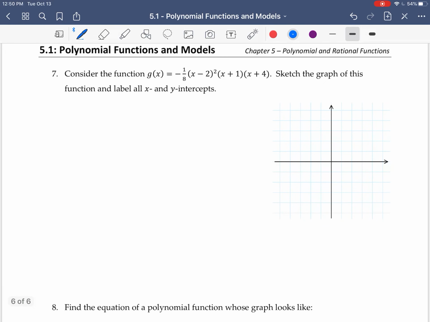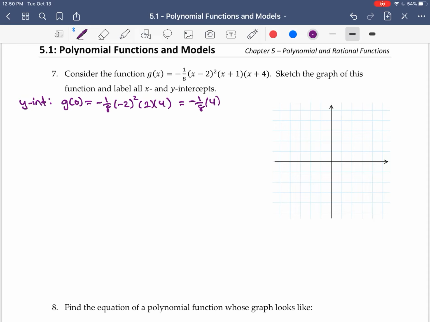So let's consider this function. Again, we want to sketch the graph and label the x and y intercepts. So we want to find the intercepts. Let's find the y-intercept. That's going to be g of 0. So I plug in 0. I'm going to have negative 1 over 8 times 0 minus 2, so minus 2 squared, times 0 plus 1, which is 1, times 0 plus 4, which is 4.